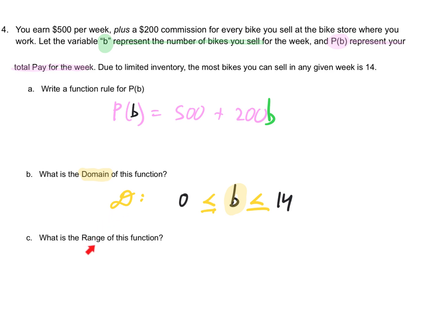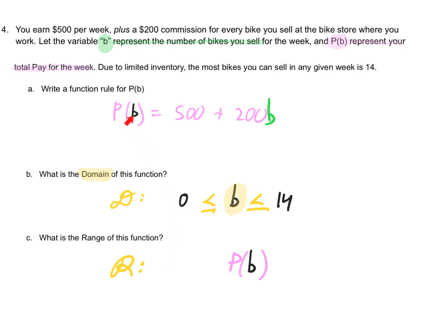What about the range? The range says what's going to come out. As you know, what comes out is P of B, your total pay, and it depends on how many bikes you sold. So we say that your pay is P of B. And P of B, the output, can be anywhere from you didn't sell any bikes, but you still do earn $500 per week. So remember, you can just take this boundary value, 0, from your domain, and use it to find your range's boundary value.